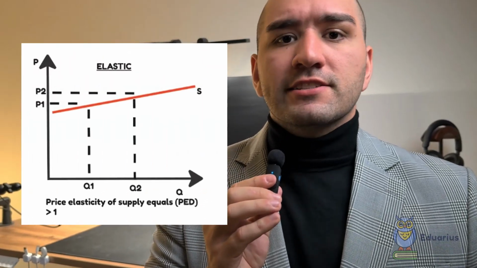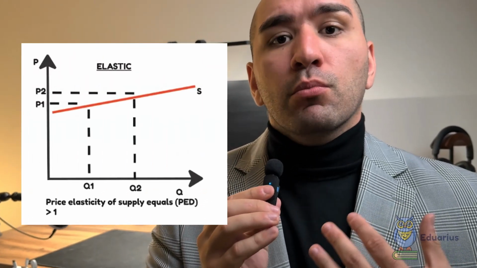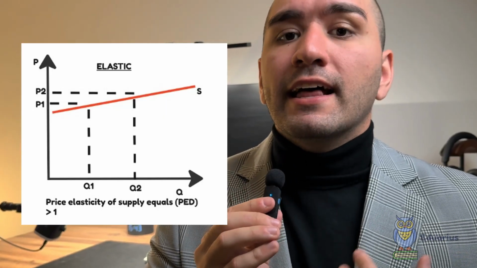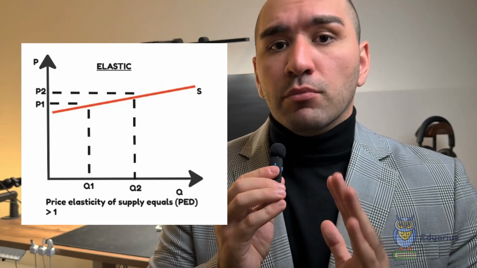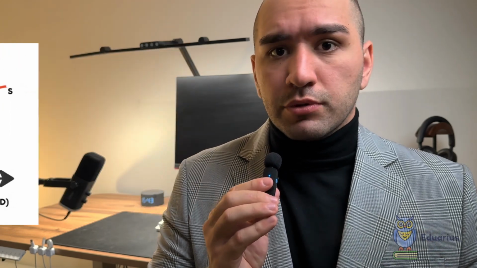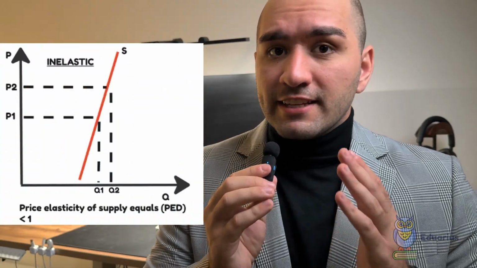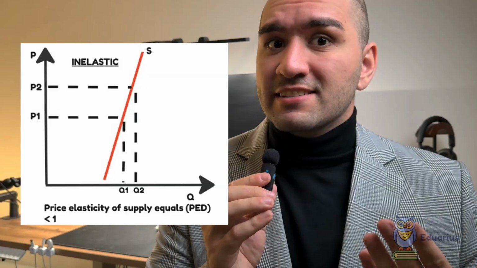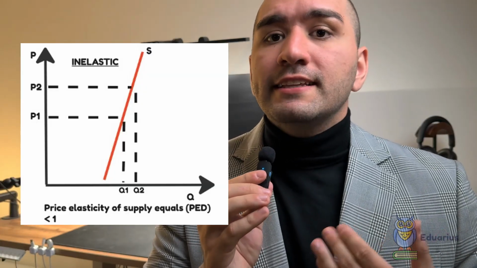If the price elasticity of supply is more than 1, we call it elastic. On the graph, a small change of price leads to a huge change of the quantity supplied. But what about an example? It will be products where producers or sellers earn a lot from small changes of the price. And if the price elasticity of supply is less than 1, we call it inelastic.